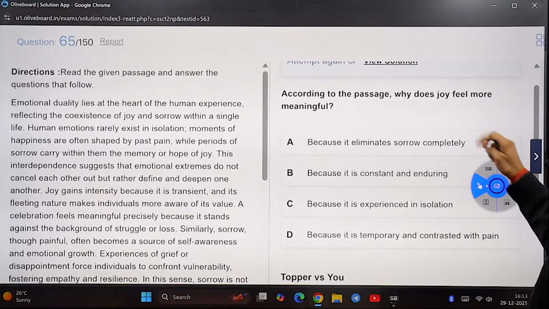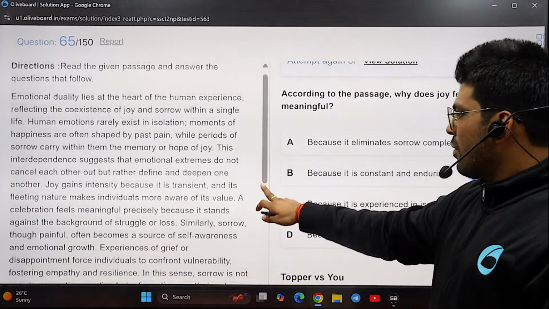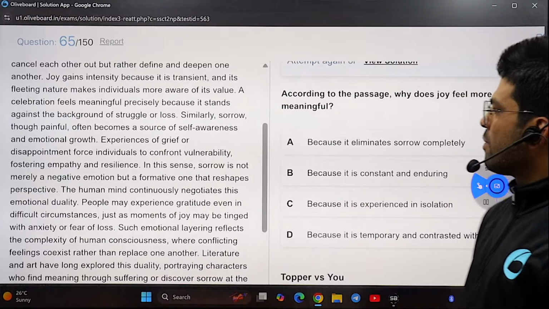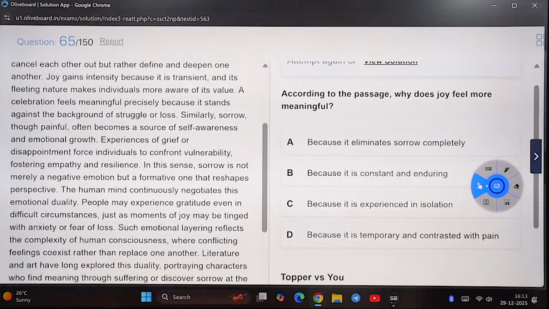Why does joy feel more meaningful? It was marked over here. Good evening. Good, good.